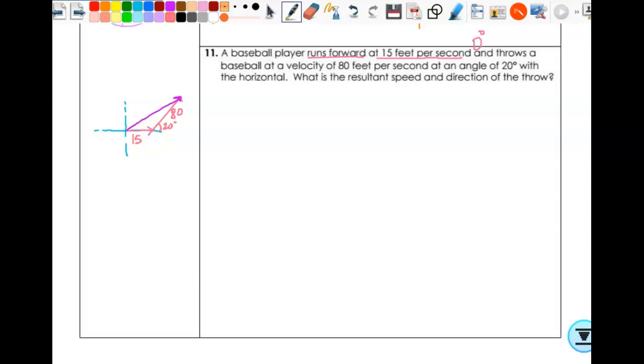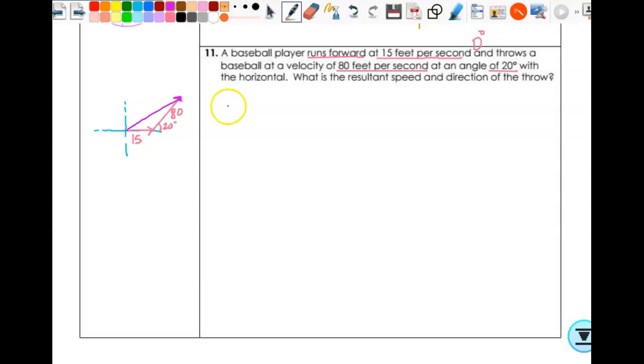Okay. And then we've got 80 feet per second at an angle of 20 degrees. So then I want, what is the resultant speed and direction of the throw? It doesn't ask me for a quadrant bearing, because that really wouldn't make sense when you're throwing a baseball. If it doesn't say anything, then it just has to do with the horizontal. It'll just be theta, basically, in the end. All right, so let's write these out.